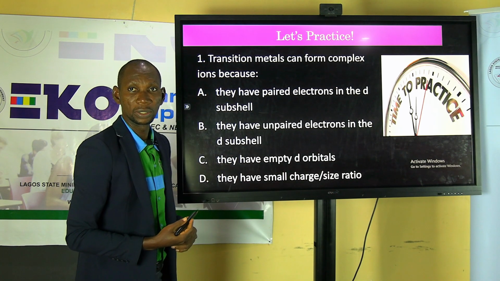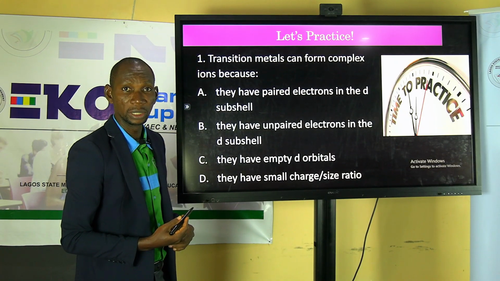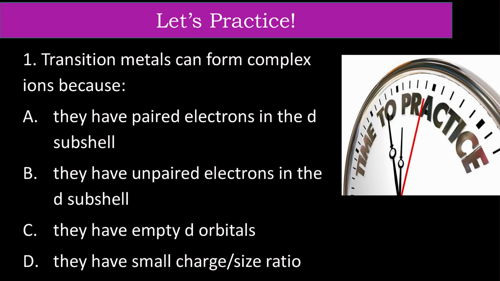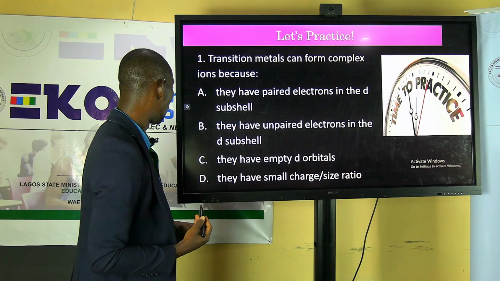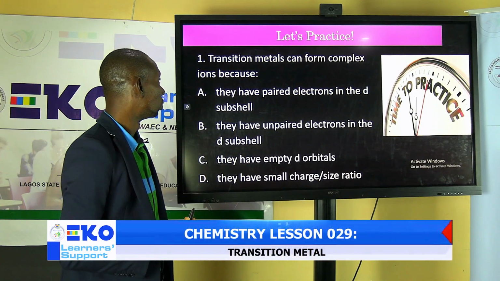Now, let's practice with these model questions. Are you ready? Of course you are. Let's go. The first question says, transition metals can form complex ions because A, they have paired electrons in the d subshell, B, they have unpaired electrons in the d subshell, C, they have empty d orbital, and D, they have small charge to size ratio.